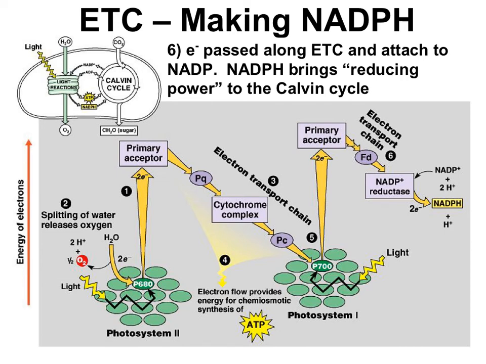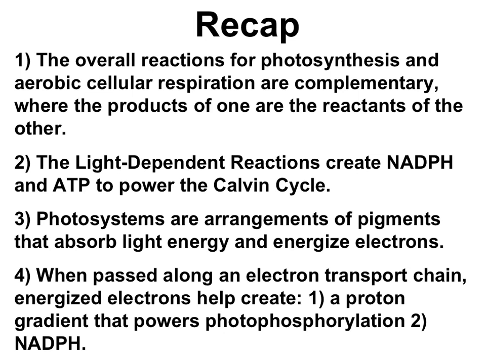Now we're at the end of the light-dependent reactions, so let's recap. Remember, the overall reactions for photosynthesis and aerobic cell respiration are complementary, meaning that the products of one are the reactants of the other, and vice versa. The reactions kind of feed into one another. The light-dependent reactions of photosynthesis that were the focus of this video create NADPH and ATP, two high-energy products that are used to power the second phase of photosynthesis called the Calvin cycle.